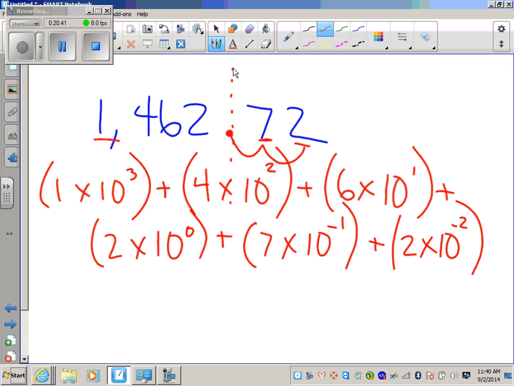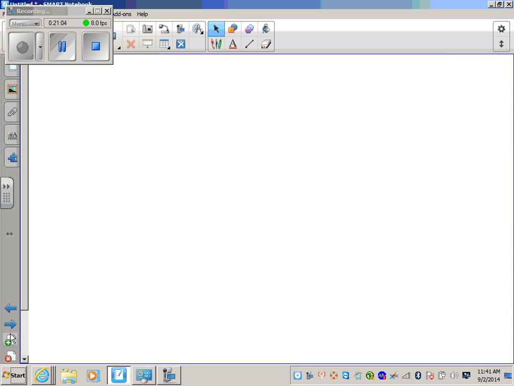So negative 0 is not possible. 0 is just 0. It's only one of them. Okay? You're not the only one that did that. So you want to make sure that that doesn't happen again. All right.